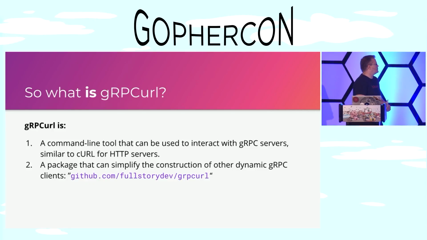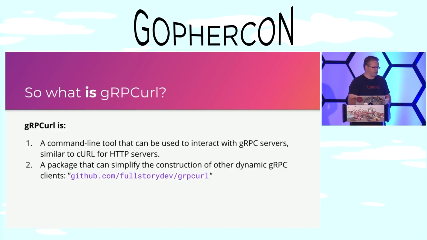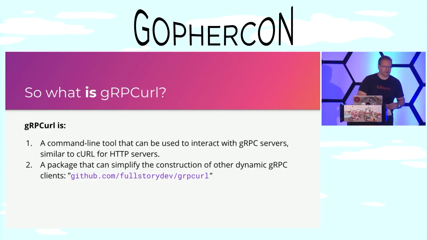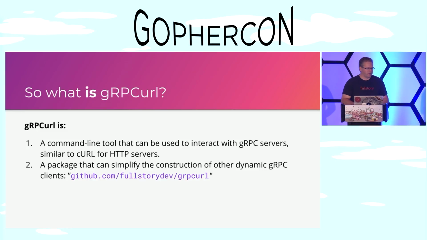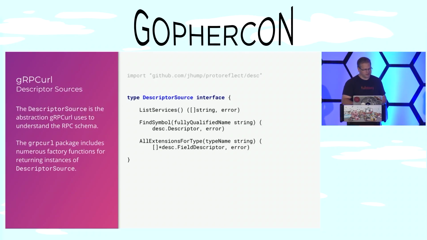Dynamic command line tool. There is in the gRPC repo a similar tool called gRPC CLI. It doesn't support streaming, but it does support other functions that grpcurl supports. But another advantage of grpcurl is it's not just a command line program. That's probably what it gets used by far the most for. But it's also a package to simplify construction of other dynamic clients. So we're going to talk just a couple minutes about this grpcurl package.